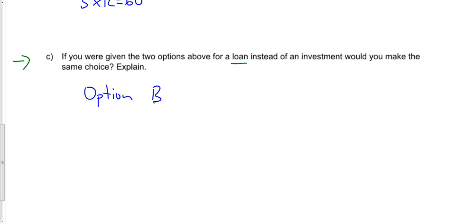Option B because it's cheaper than option A if I'm borrowing money.